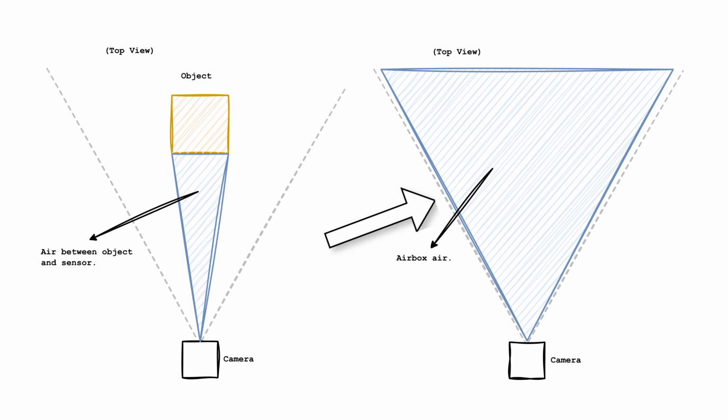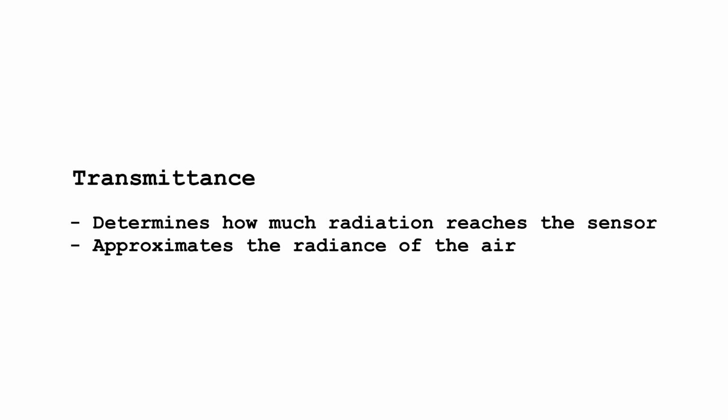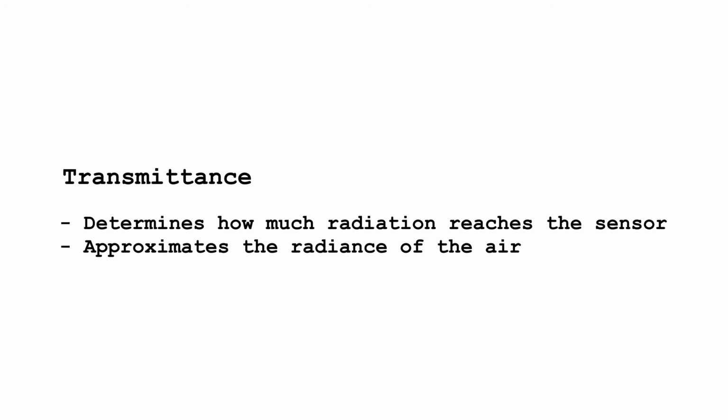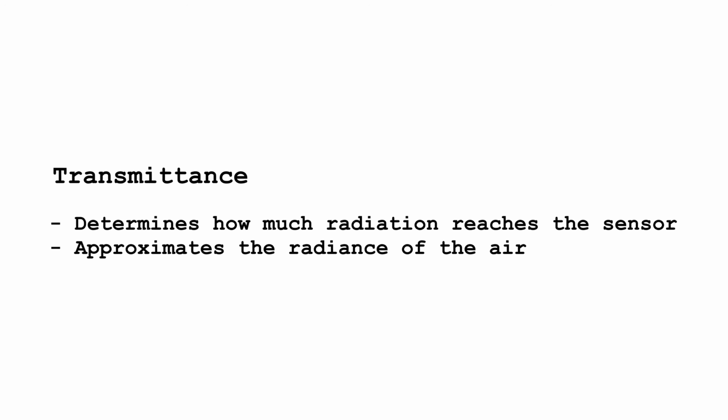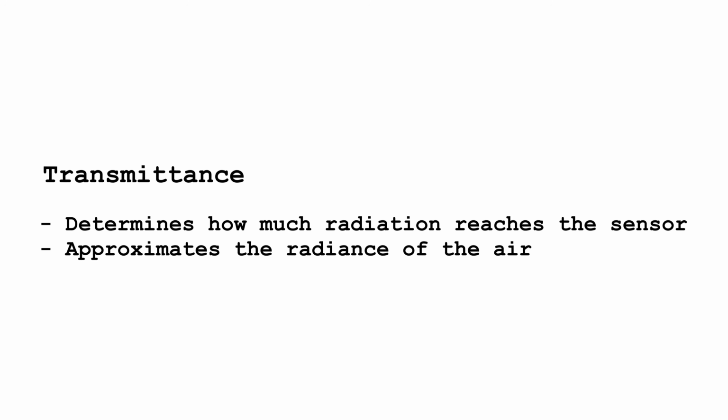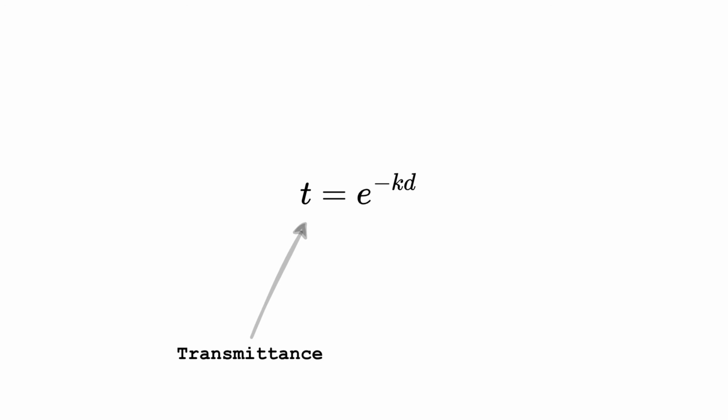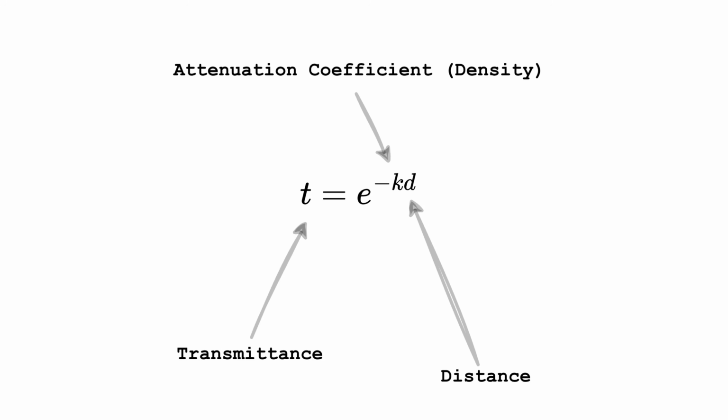The amount of radiance that survives its travel from the object surface to the sensor is calculated with something called the transmittance of the atmosphere. This value is also used to approximate how much radiation the air between the object and the sensor contributes to the measurement. The transmittance calculation is essentially an exponential decay formula based on how far away the object is from the sensor and how dense the atmosphere is.